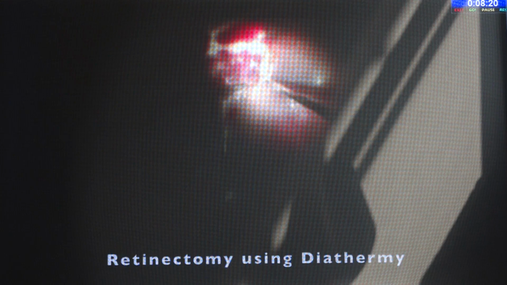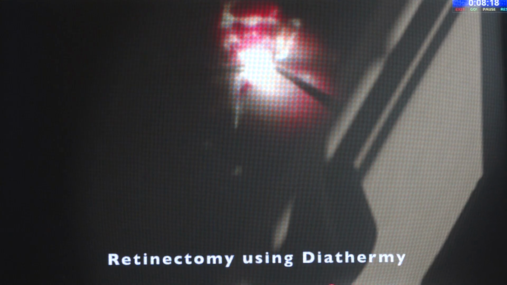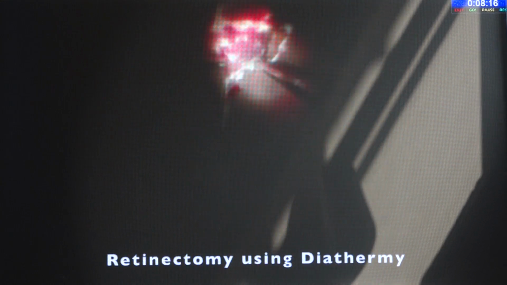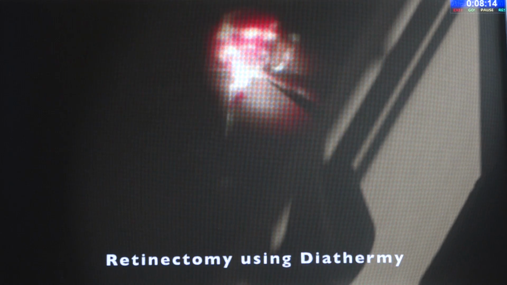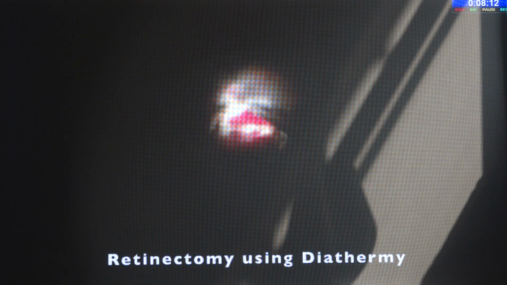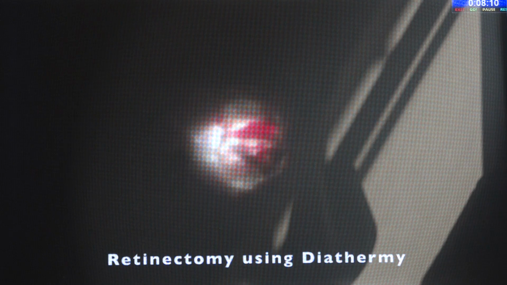PVD is being induced using triamcinolone, and then it is extended all around the incarceration site. And then vitreous is removed all around the incarceration site. Once it is free of any vitreous, we are now using the diathermy itself to do a retinectomy. We are using diathermy at 40 power rather than the 16 or 18 we normally use, which is vaporizing the tissue.